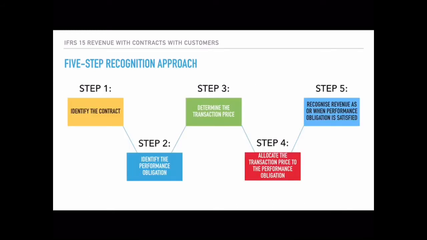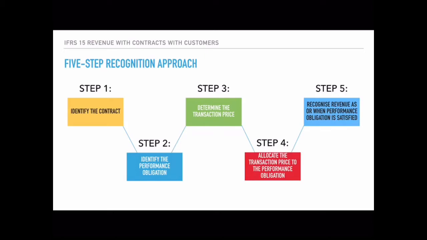Alright, enough on the background of the standard. Let's talk about the 5-step recognition approach. Step 1 is to identify the contracts with the customer. Step 2, identify the performance obligations in the contract. Step 3, determine the transaction price of the contract. Step 4, allocate the transaction price to each performance obligation. And lastly, recognize revenue when or as each performance obligation is satisfied.